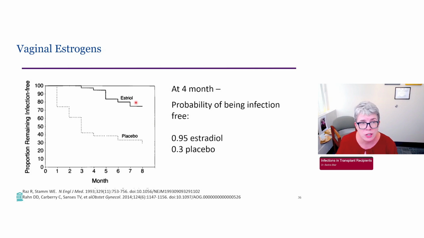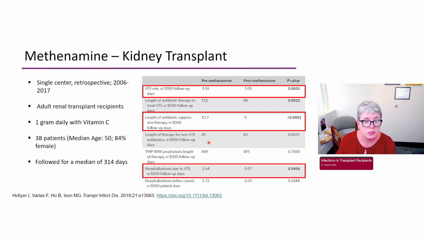While this study was not performed in transplant recipients, I do think that its findings can be extrapolated to transplant recipients. When vaginal estrogens were given to women with atrophic vaginitis and recurrent urinary tract infection, there was a threefold decrease in recurrent UTIs in the estradiol group as compared to placebo. And so sometimes that alone doesn't work.